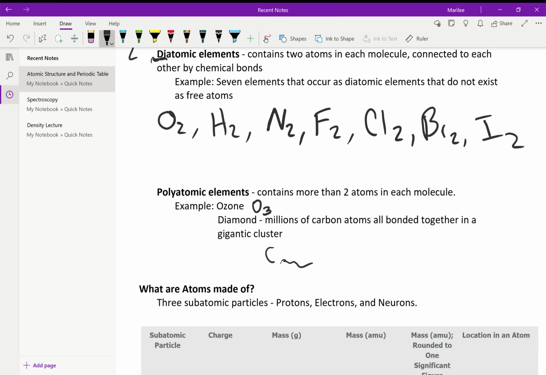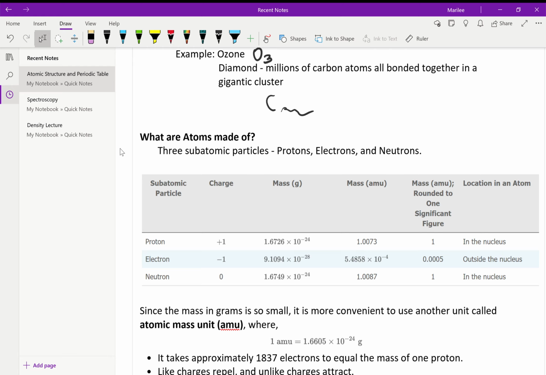So protons have a positive charge. Their mass is very, very small. Because their mass is so small in grams, we have a different unit here that we use. It's called the atomic mass unit. It's abbreviated to an AMU. 1 AMU is equal to 1.6605 times 10 to the minus 24 grams. So our protons, which have a positive charge of 1, can be rounded to one significant figure mass of 1 AMU here.